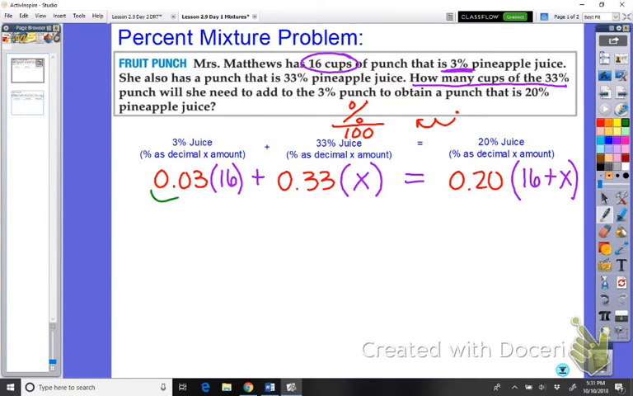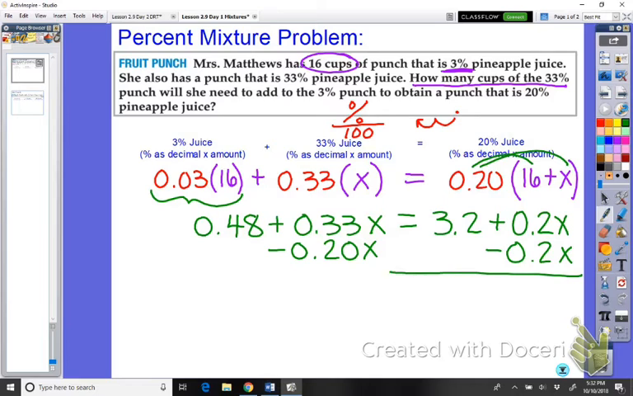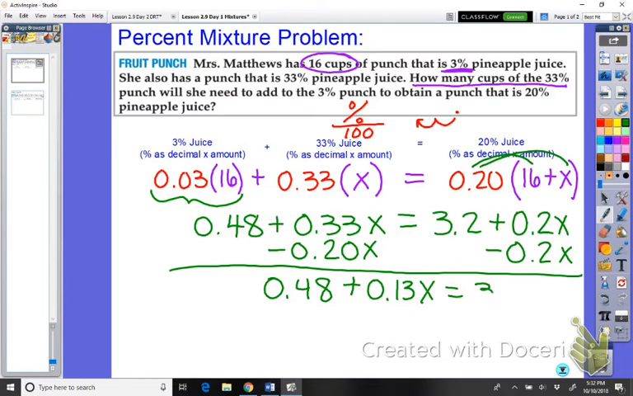So these two equal 0.48 plus 0.33x. And on this side you have to distribute, and it becomes 3.2 plus 0.2x. Now it's an equation with variables on both sides, so you can start this in 4 separate ways. I'm going to start by subtracting 0.2x from both sides. You get 0.48 plus 0.13x is equal to 3.2.